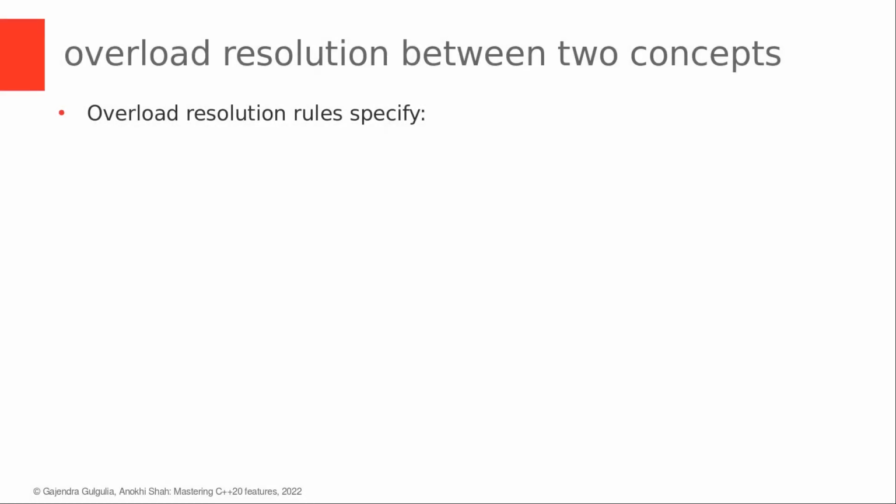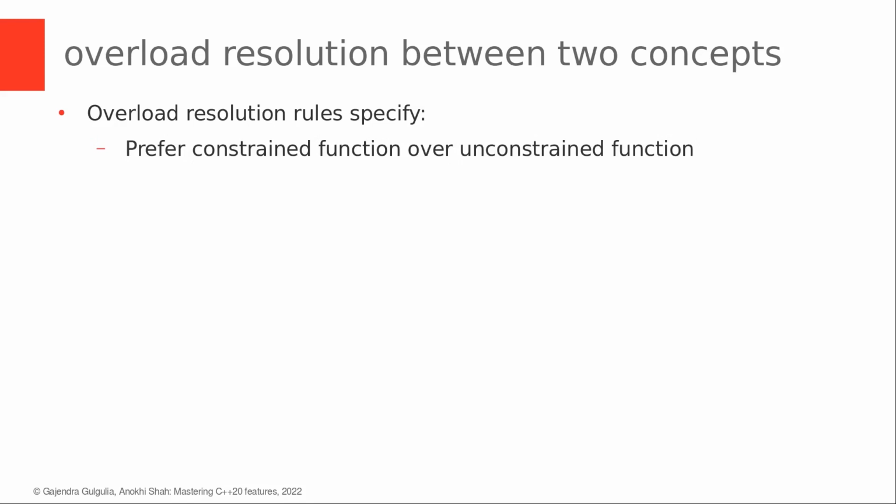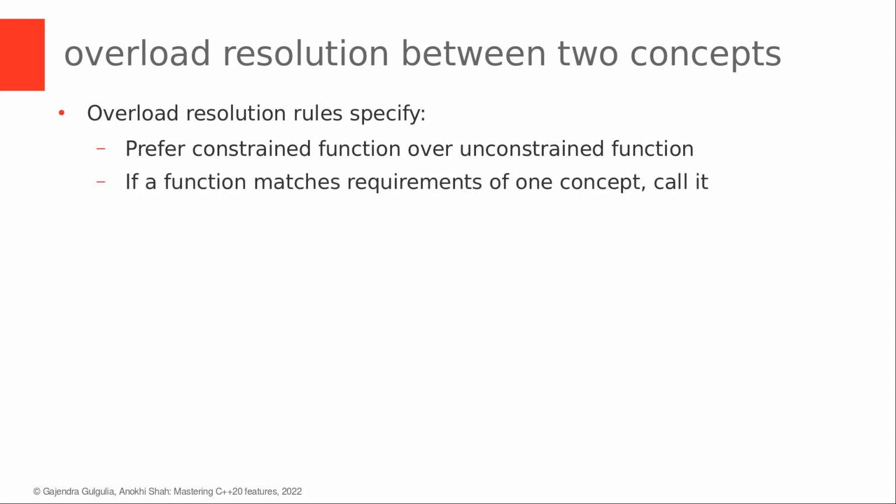To understand how to resolve the ambiguity in overload resolution, we need to understand how the overload resolution actually works when template parameters are constrained. While defining generic function overloads with different constraints, we must keep the following rules in mind. The rules specify the following. The first rule is very straightforward. The compiler prefers constraint function over an unconstrained function. Second rule states that if an overload matches the requirements of a given template parameter, then call it.